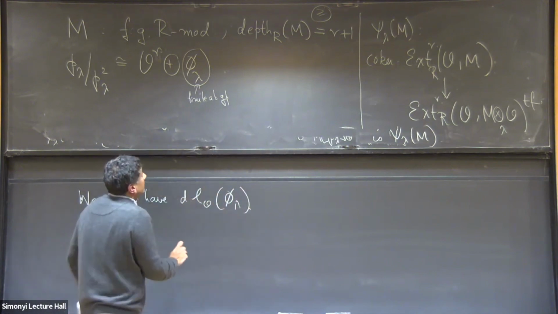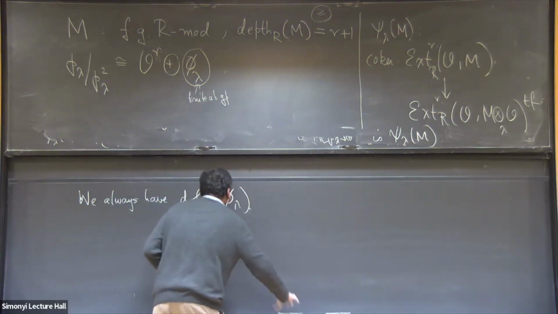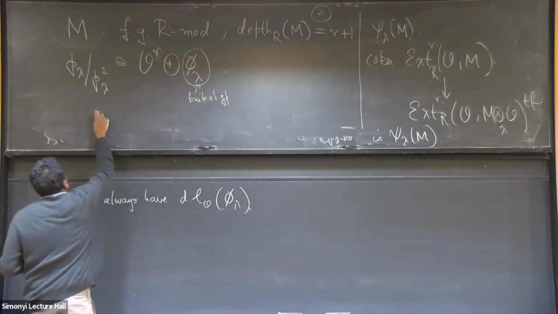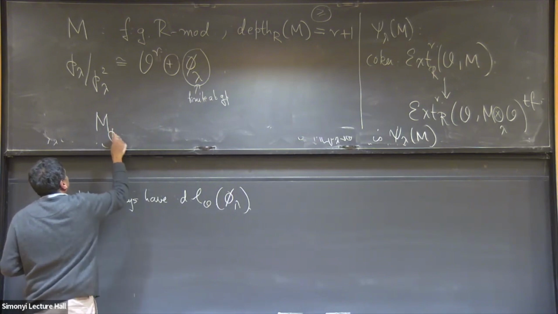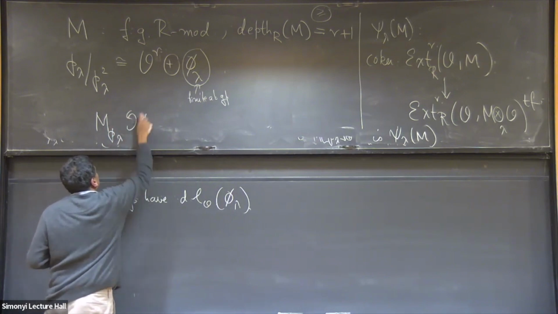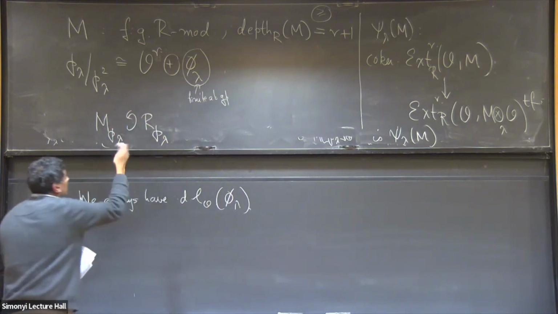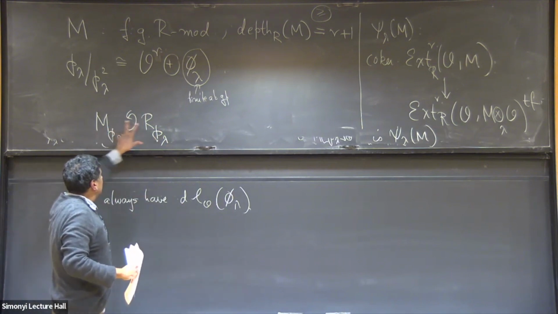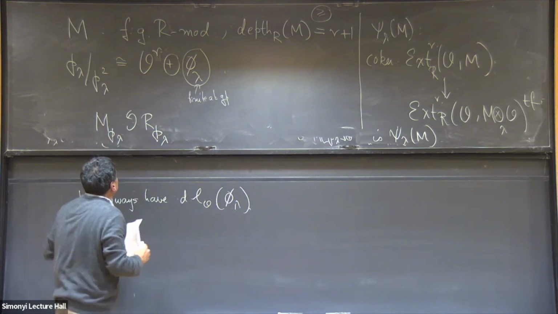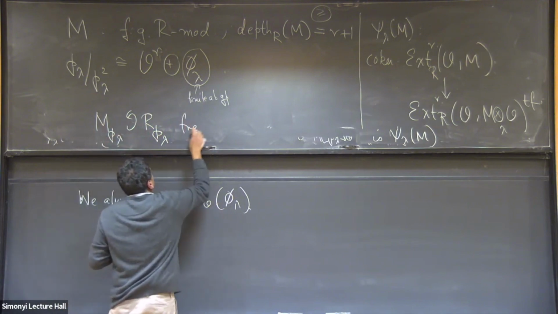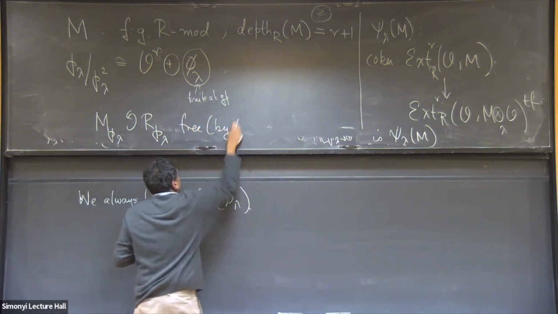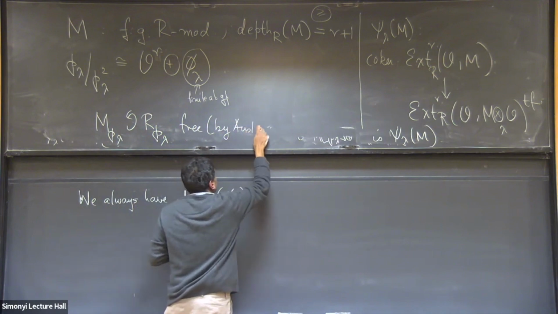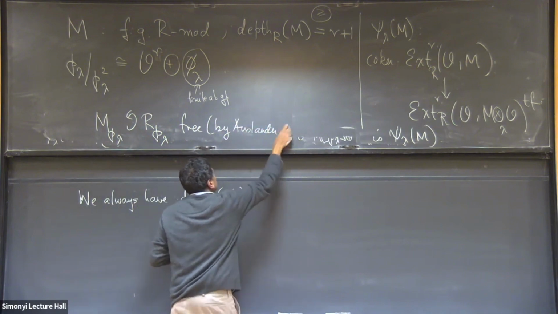What is D now? I should also say what D is. Another thing you can observe is that if you localize M at P lambda, this becomes an R P lambda module, and because of the condition, it's a regular local ring of depth at least equal to R. This is a free R module, by the Auslander-Buchsbaum formula. And again, you can associate a rank to it.